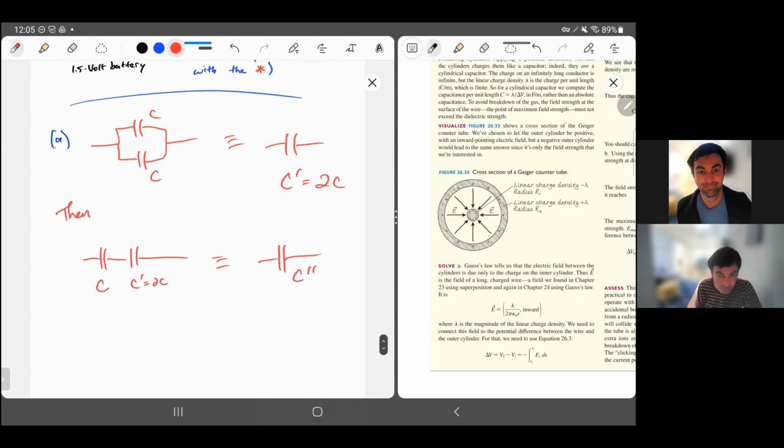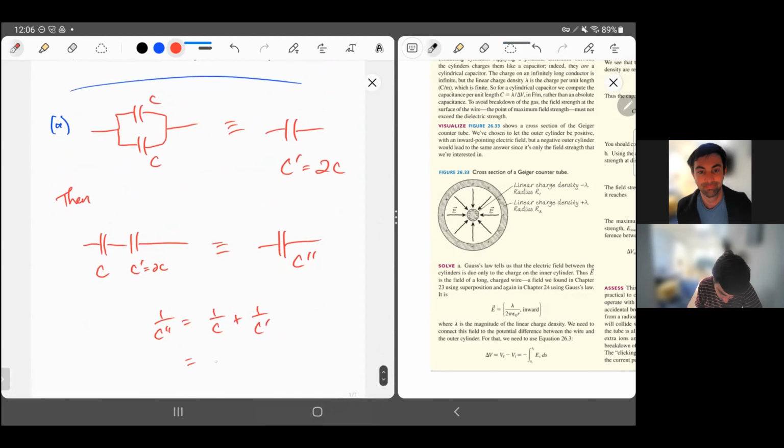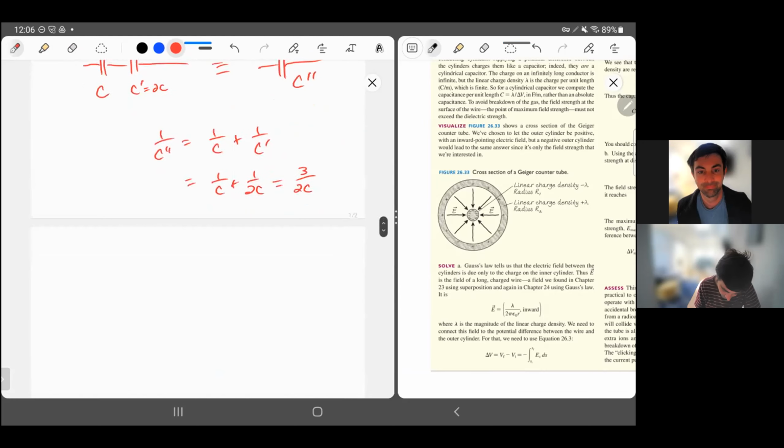And there's a formula for this, the more complicated formula if you're combining capacitors in series. So 1 over C double prime is 1 over C plus 1 over C prime, or 1 over C plus 1 over 2C. So 1 plus 1/2 is 3 halves. And inverting this, we get C double prime is 2/3 times C.